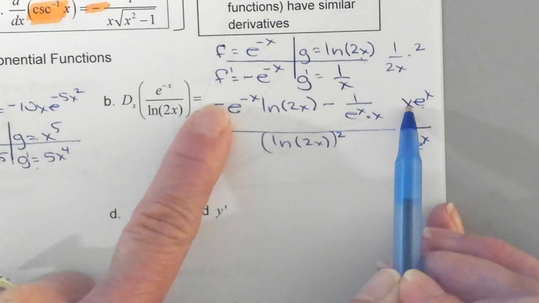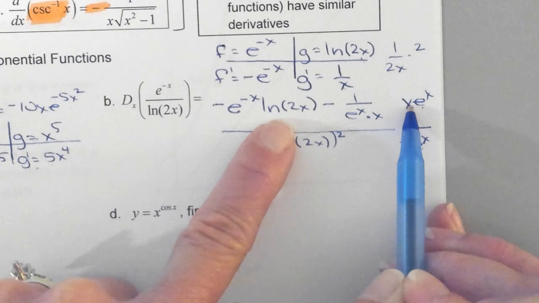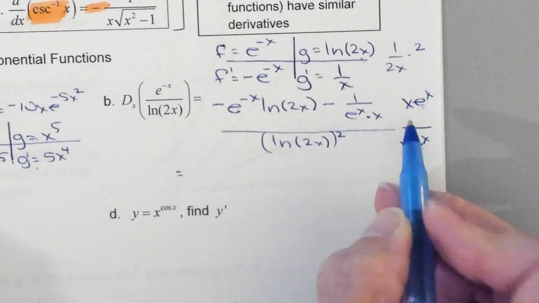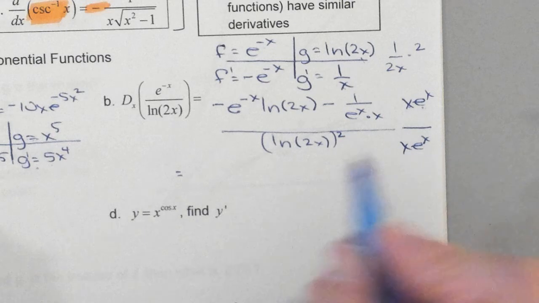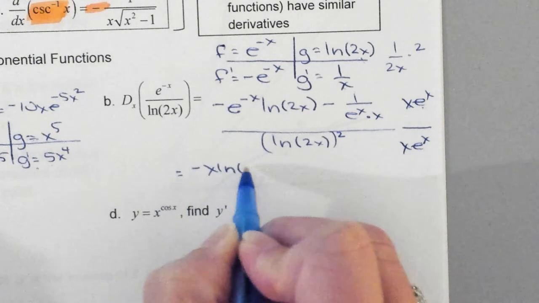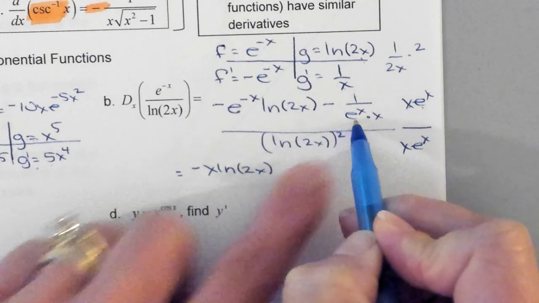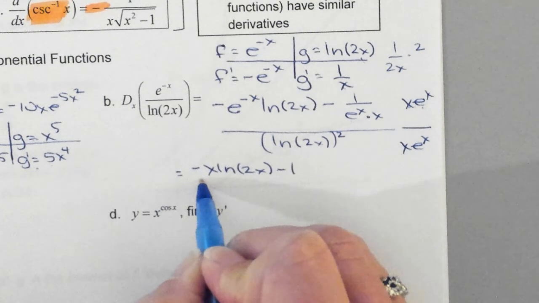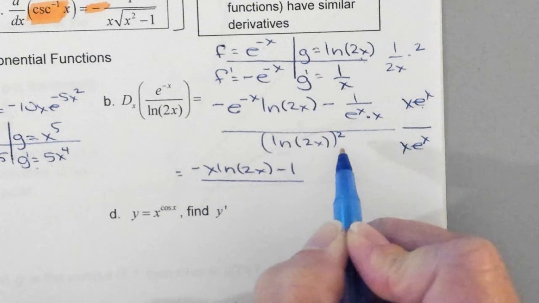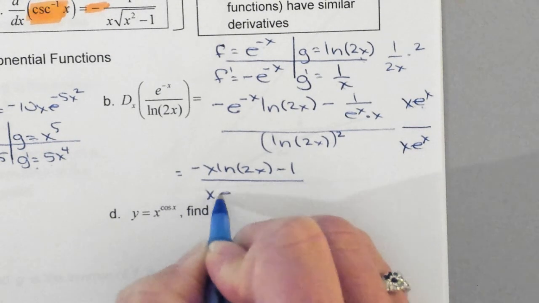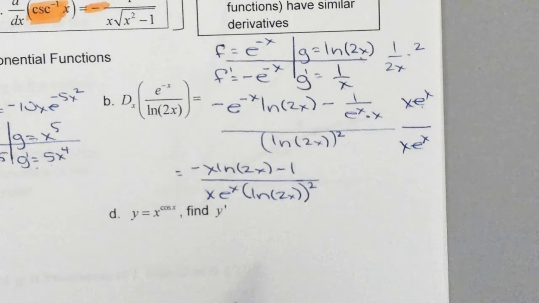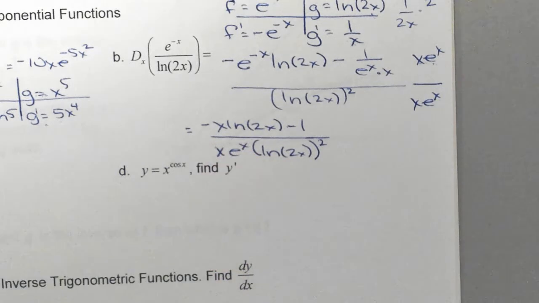I got a negative x times the natural log of 2x, right? Because these two cancel. So this is negative x ln of the quantity of 2x. Then here is just what? Minus 1? All over this big thing, right? So I've got x e to the x times the quantity of the natural log of 2x squared. That's my answer. You have to simplify your complex fractions.